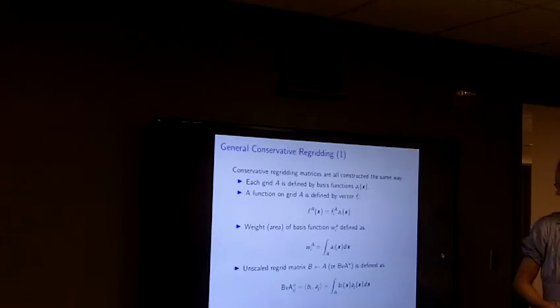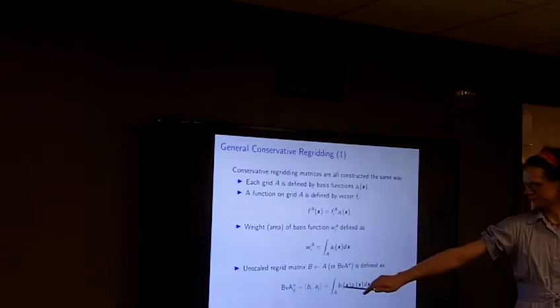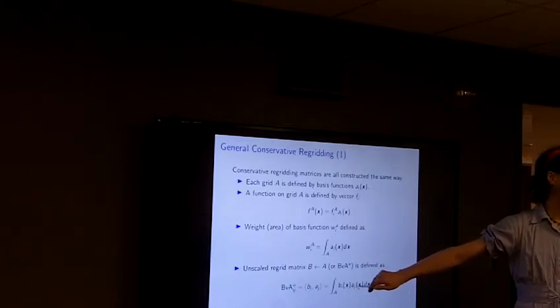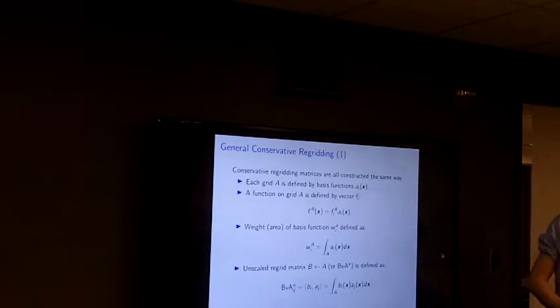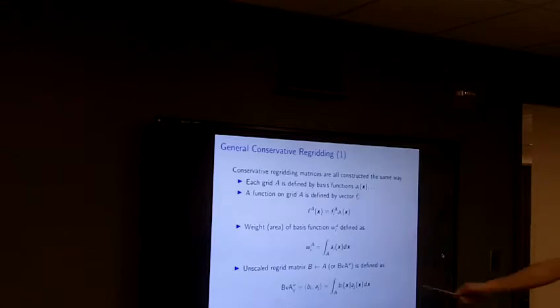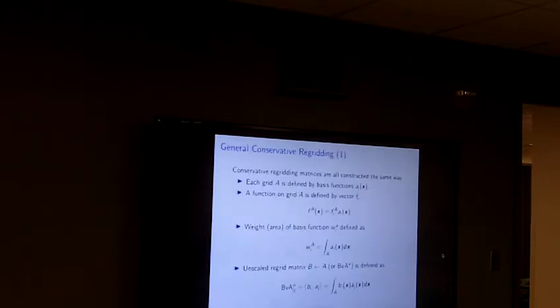Again, that's very standard. And the way we take inner products of basis functions is we multiply the two and integrate them over all area. This integral right here. And so with that, we get a regridding matrix. Now it's an unscaled regridding matrix. And there's a little bit of fun regridding matrix algebra that goes on here, and I'm going to skip it because I don't want to get into the weeds right now.